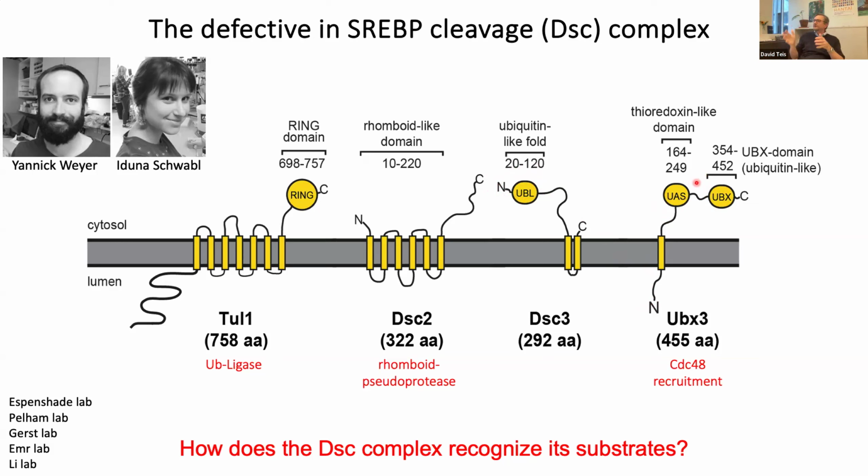They typically have a very similar composition. They also have rhomboid pseudoproteases and CDC48 or VCP recruiting enzymes such as the UBX domain. So what Yannick and Iduna, Yannick is now a postdoc in my lab and Iduna is currently writing up her thesis, wanted to figure out were 2 questions. Question number 1, which we just published, is how does the DSC complex identify its substrates? How does it find proteins at the Golgi, ubiquitinate them specifically, and target them for degradation?